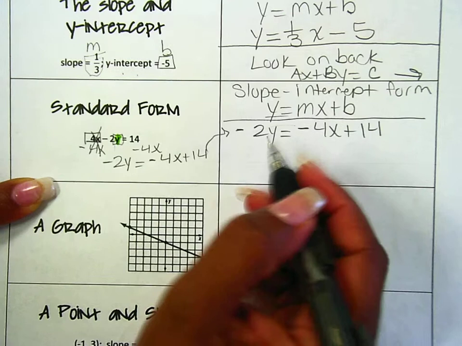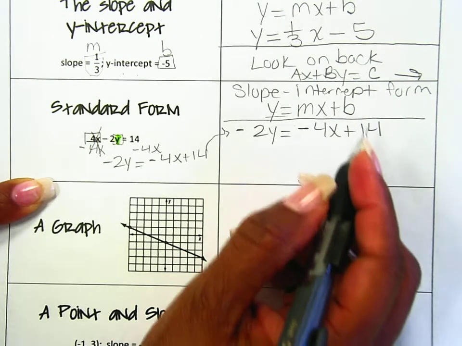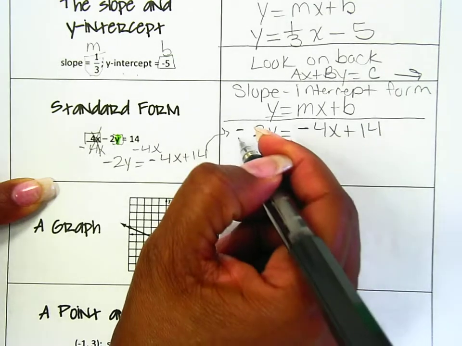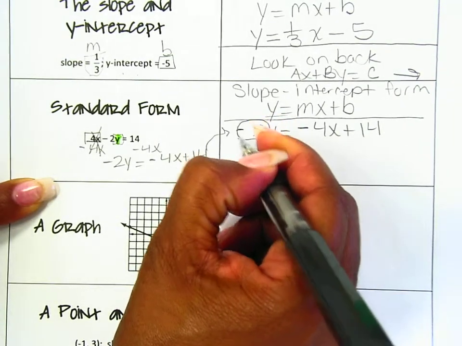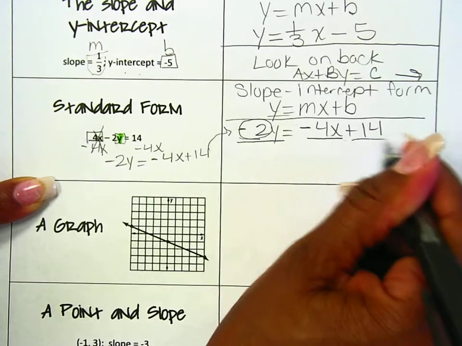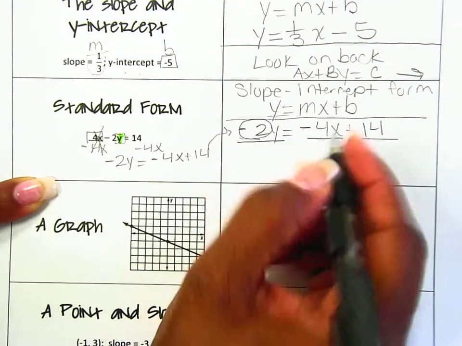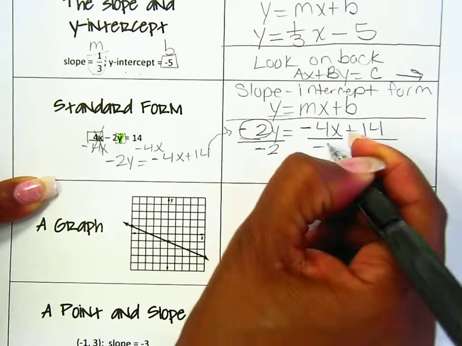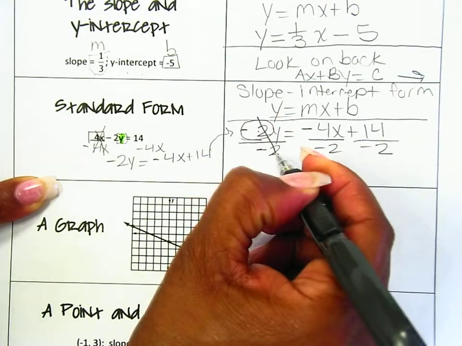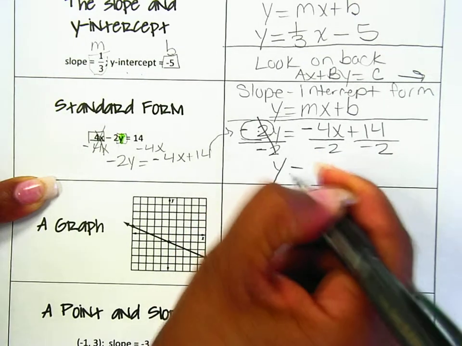Okay. So is the y by itself? Absolutely not. What is the coefficient of the y? Basically, what is the value in front of the y? That is a negative 2, meaning I need to get rid of it by dividing each term by that coefficient, negative 2. Negative 2 divided by negative 2 is a positive 1. Therefore, it cancels out, leaving me with 1y.